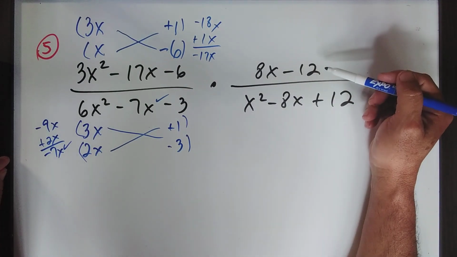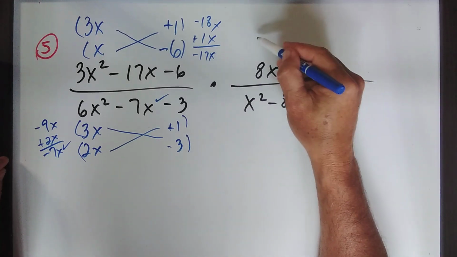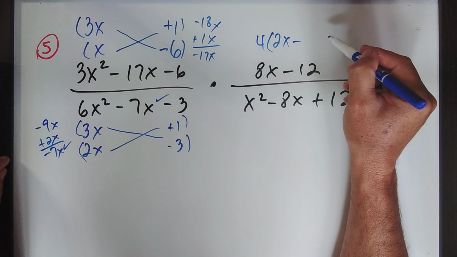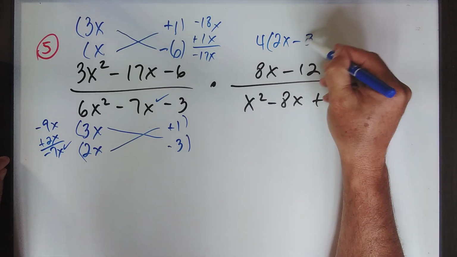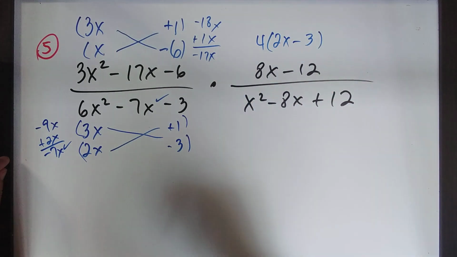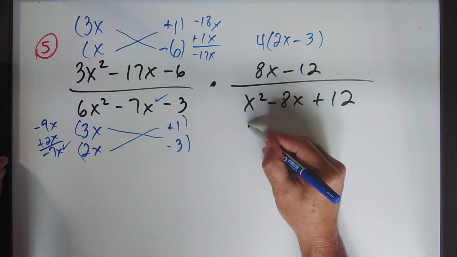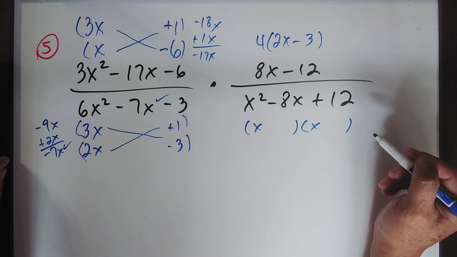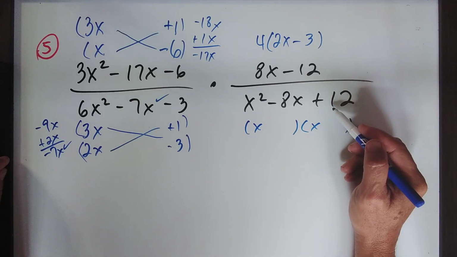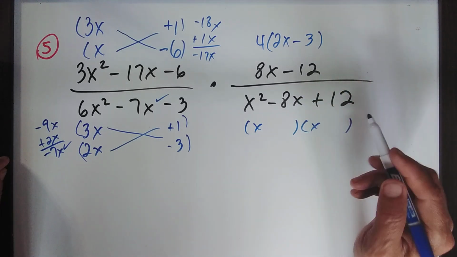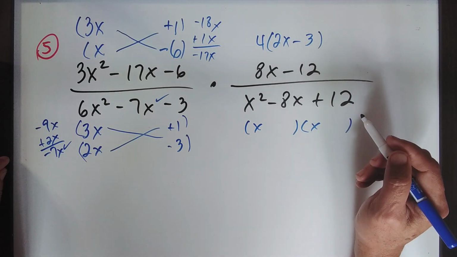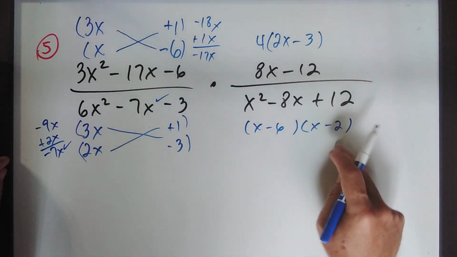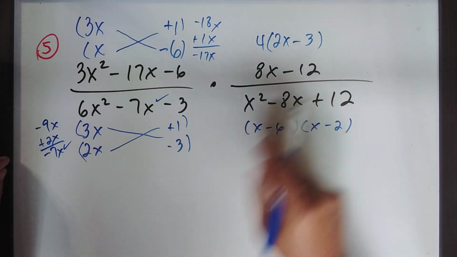What about here? GCF, what goes into 8 and 12? 4 times 2x minus 3, right? This is the easy trinomial, right? Don't need to use the crisscross, just x and x. Two numbers that give you positive 12 when you multiply and add up to negative 8, that's going to be negative 6 and negative 2. Negative 6 times negative 2 is positive 12, negative 6 plus negative 2 is negative 8.